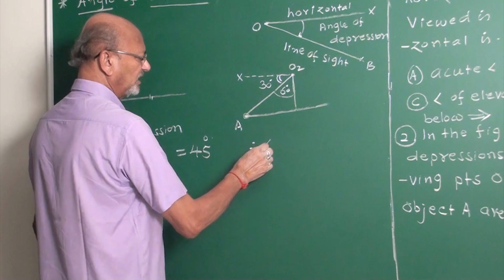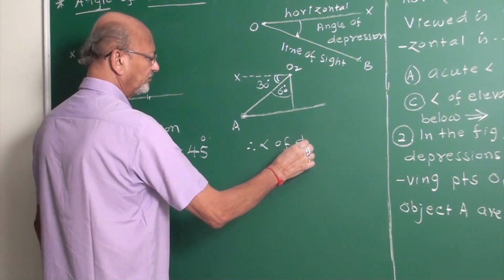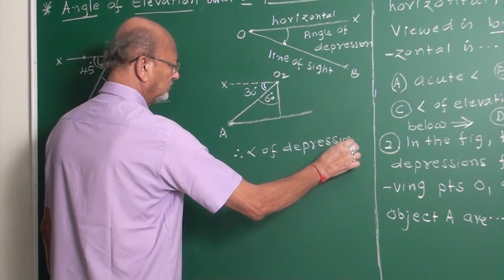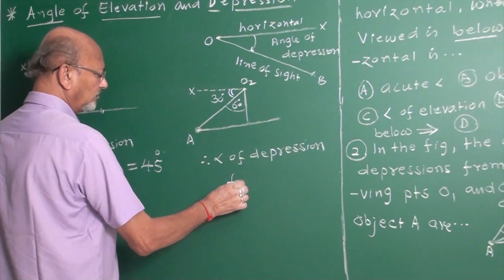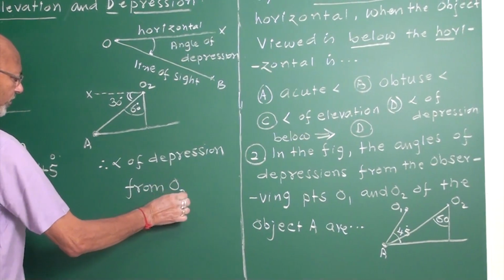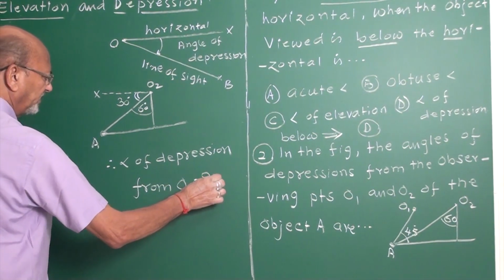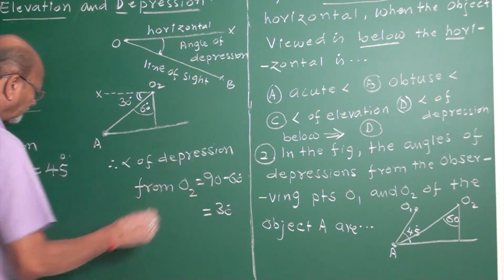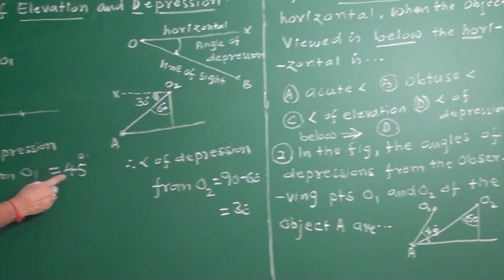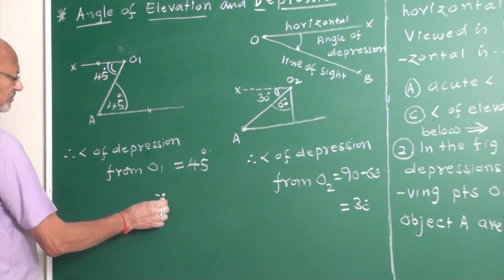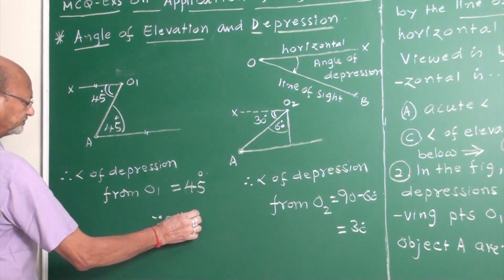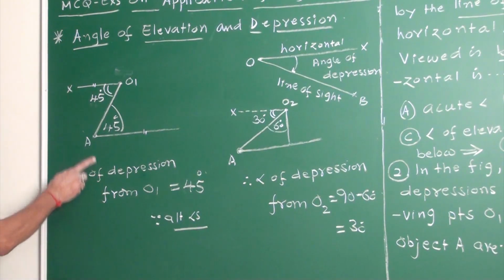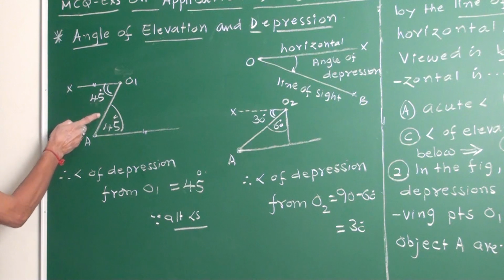Therefore, the angle of depression from O2 is 90 minus 60, 30 degrees. In the first case, you have written 45 because of alternate angles, my friends. The angle of depression from O1 is 45 because of this.